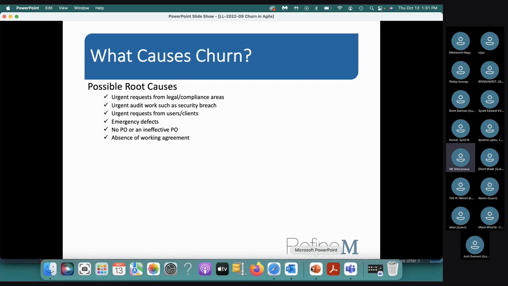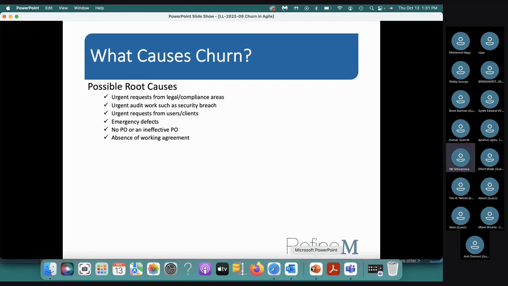So another possible root cause is that there is no product owner, and the team is fully exposed to the users or stakeholders. There is nobody coming in between and deciding the priorities. Or the PO is there, but they are ineffective. Or there are no working agreements. Agile teams work based off working agreements.